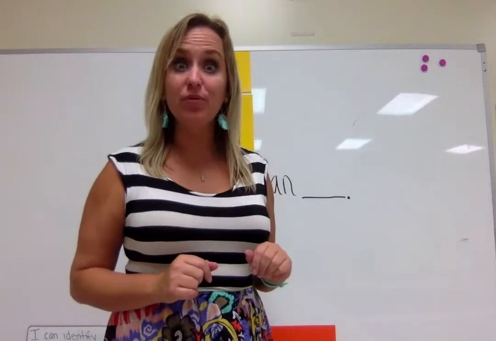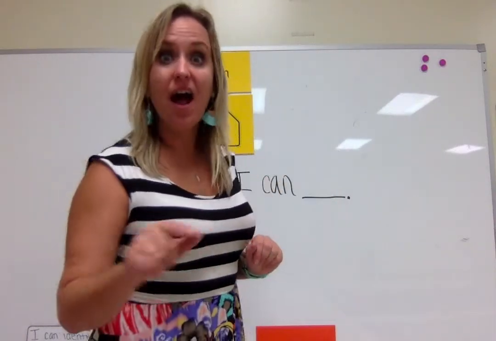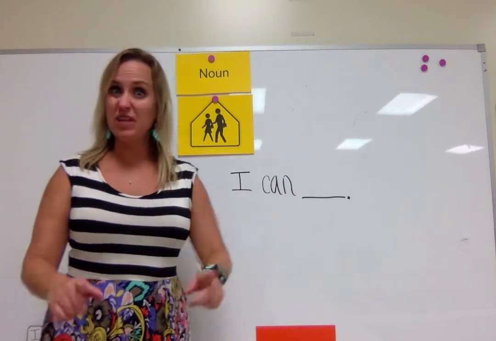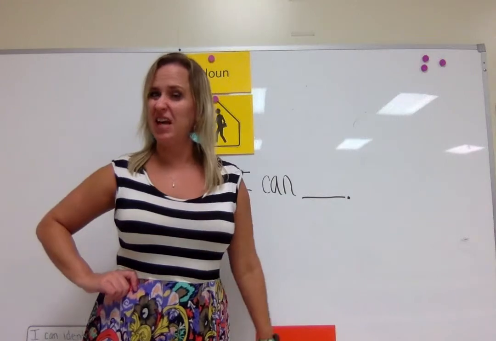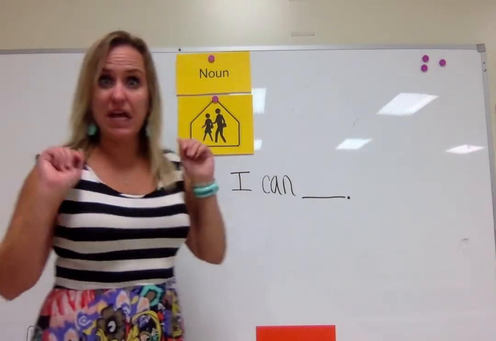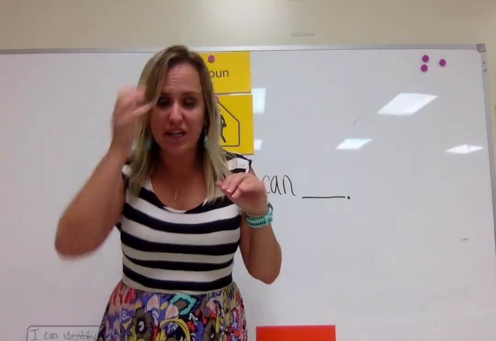So before we move on to a new part of speech today, let's review what we did yesterday. Yesterday we talked about nouns and we said they were going to be yellow. And you're going to get to see how that's going to look today. Okay, and this was our symbol for nouns because nouns are important information, right?